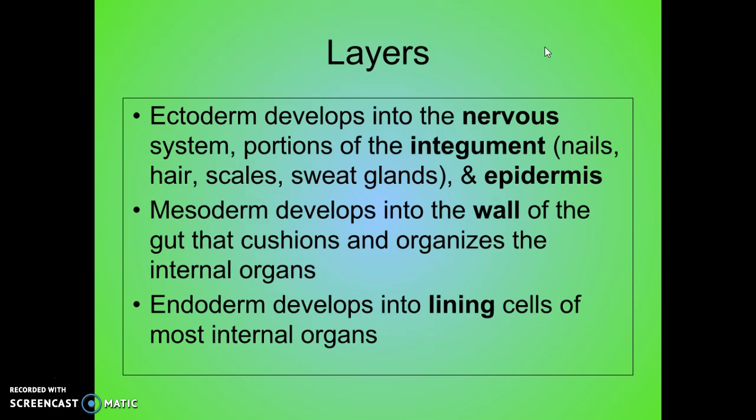So these layers develop into different things when you are in utero. The ectoderm develops into the nervous system, portions of the integument, which are your outside layers, so your skin, nails, hair, scales, sweat glands, and then the epidermis is the outer layer of your skin. The mesoderm develops into a lot of the internal stuff, like the wall of the gut, organizing internal organs. And the endoderm develops into the lining of all of the internal organs.